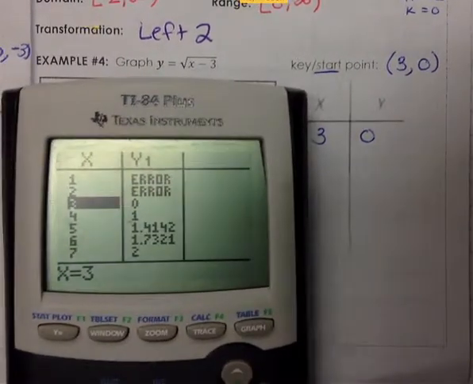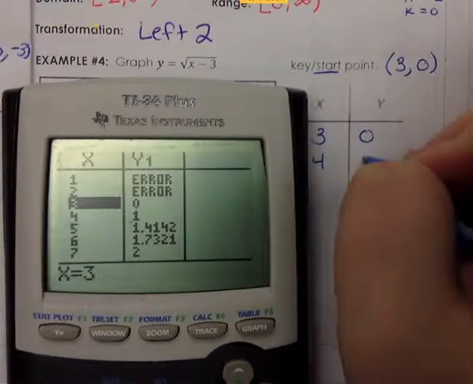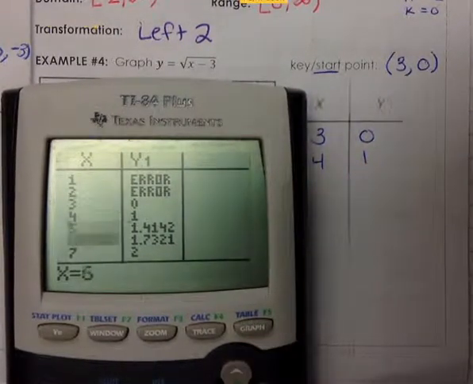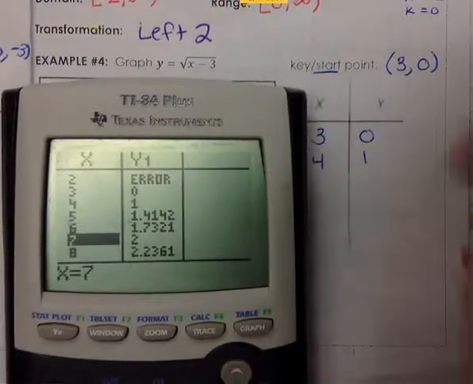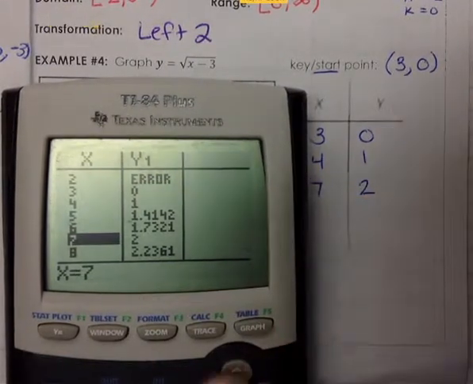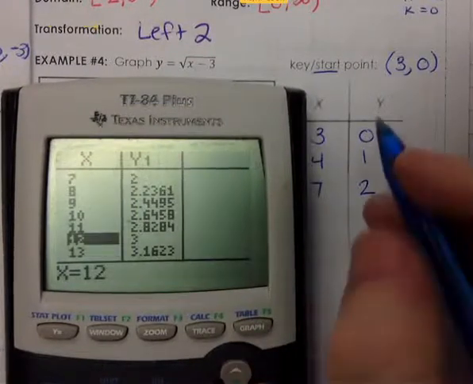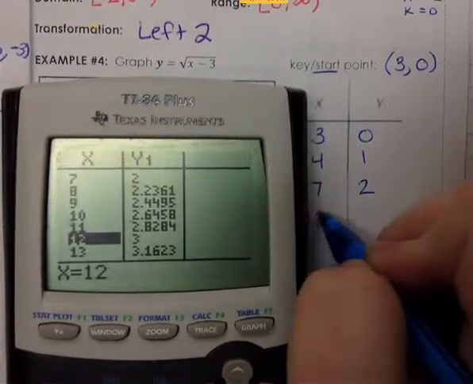The next good coordinate is 4, 1. So 4, 1. The next one would be 7, 2. And we don't have any more on our graph that we can do, but we can still write down 12, 3.